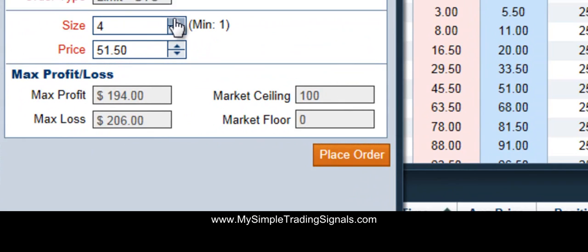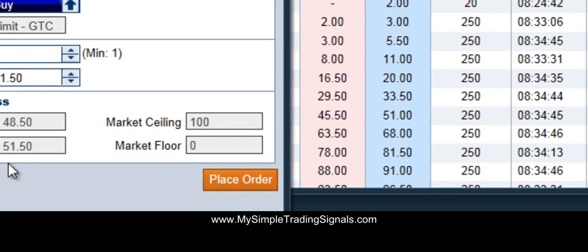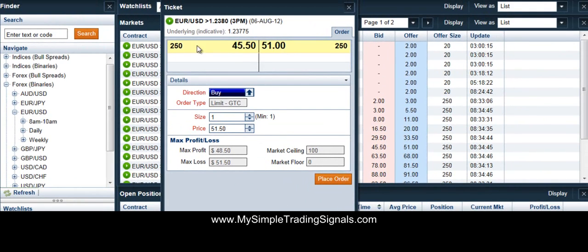So if I had 4 contracts, it's going to say $206. If I had one contract, it's down to $51.50. So you can see these prices are continuing to move. The euro US dollar is continuing to move, and go from there. But they're all limit orders.